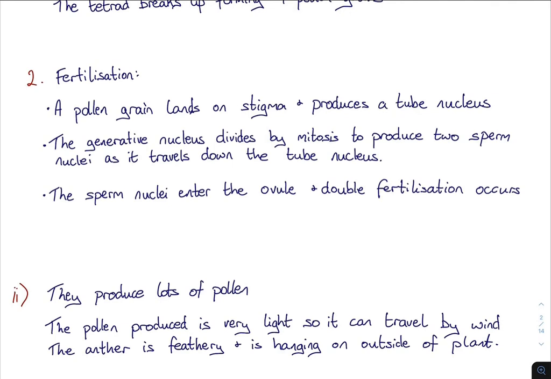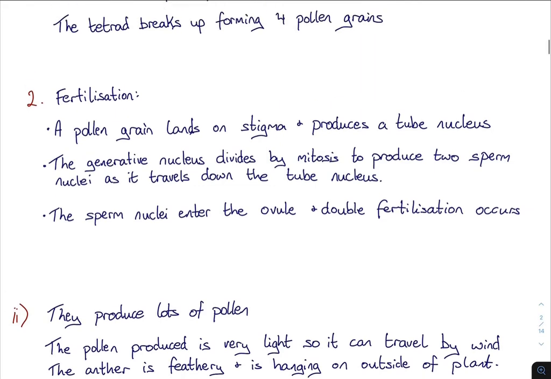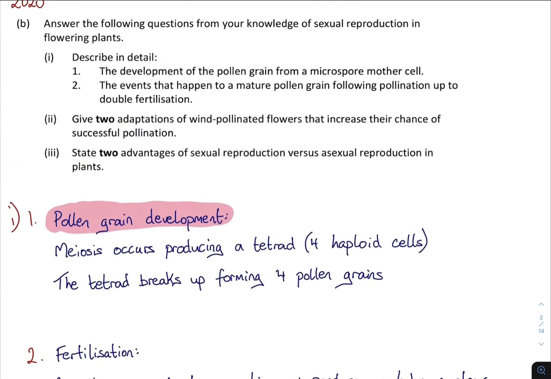So the pollen produced is very light, and it produces lots of pollen there. The anther is feathery, okay, and it's usually hanging outside of the plant, outside of the flower. So there's a few different adaptations there, I said.